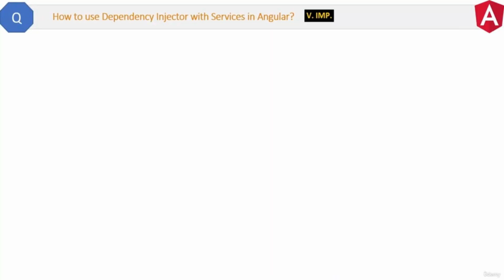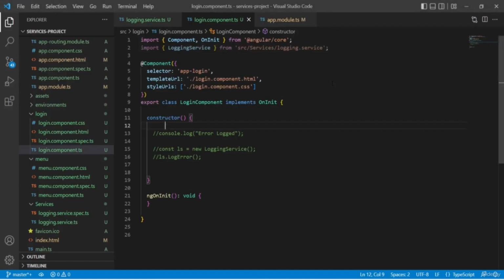How to use dependency injector with services in Angular. In the previous question, we have learned how to create a service and then how to use the service in the component by creating the instance of the service. But this is not the most optimal way, as this is not good for unit testing and other things. So let's comment this code. Now let's see how to use dependency injection.